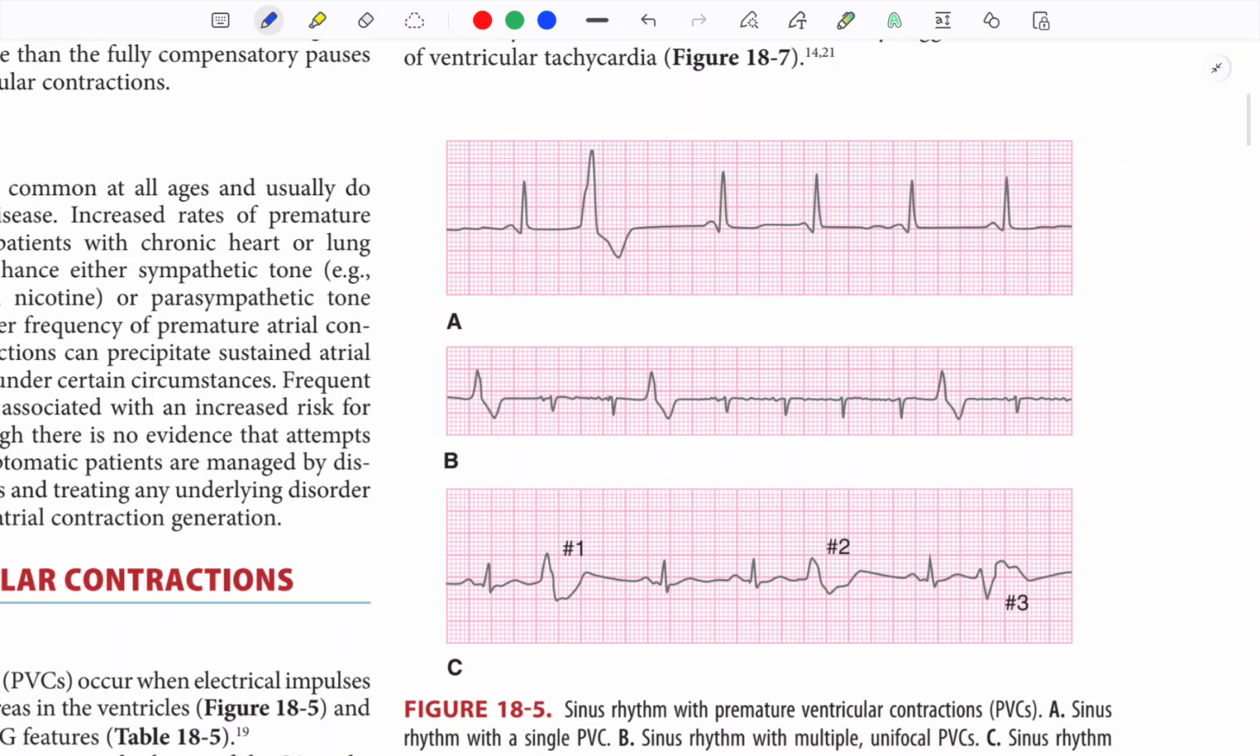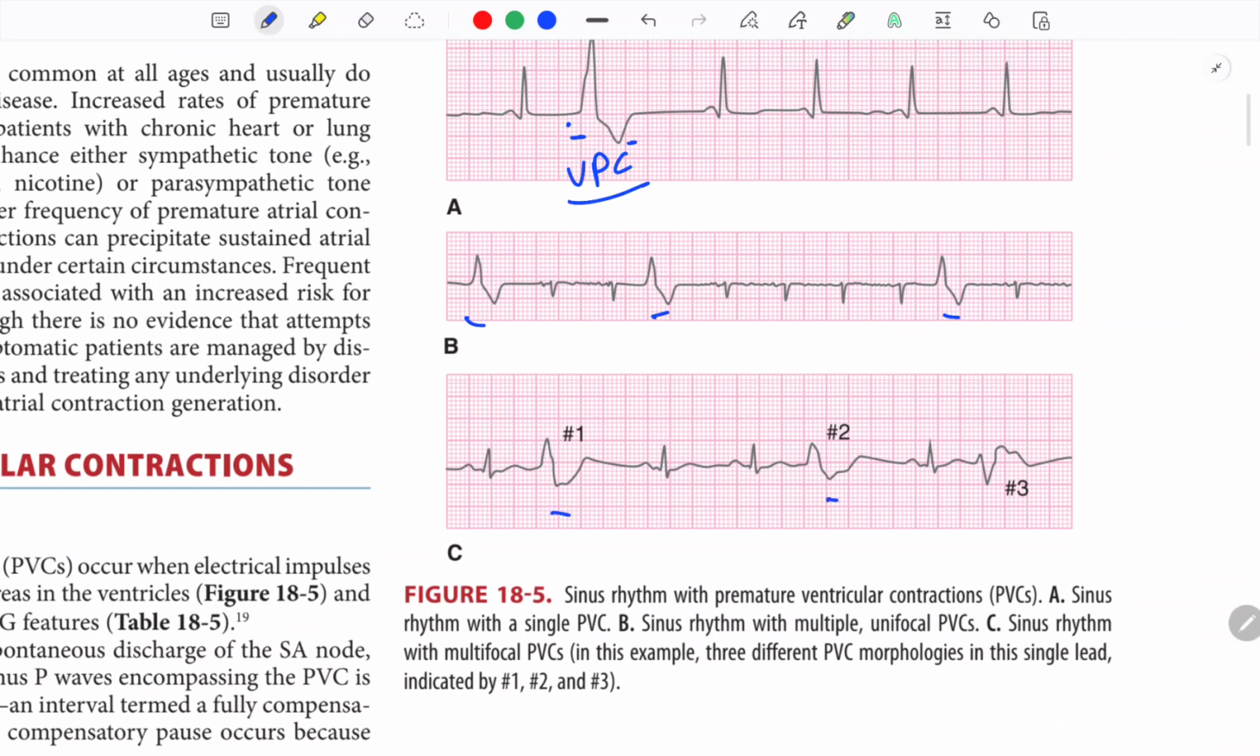What are premature ventricular contractions, VPC or PVC as you want to call it? This is a ventricular contraction. It's ventricular in origin. Why? Because it's broad and we cannot see a P wave before it, so it's not sinus. So you can see there are multiple ventricular contractions. Three or more VPCs in a row is ventricular tachycardia.